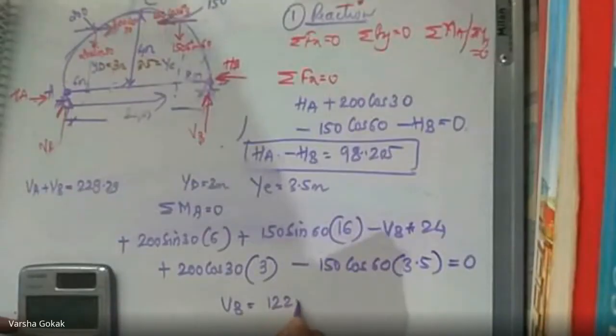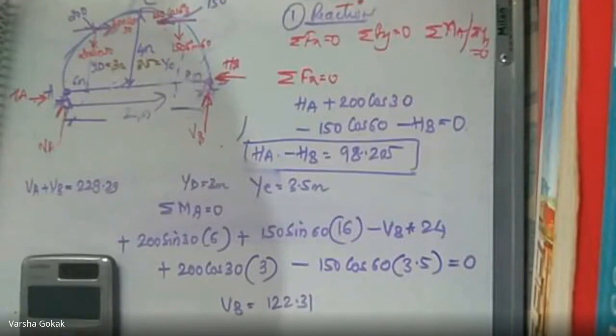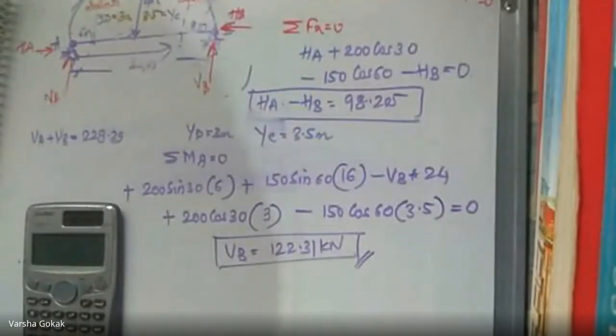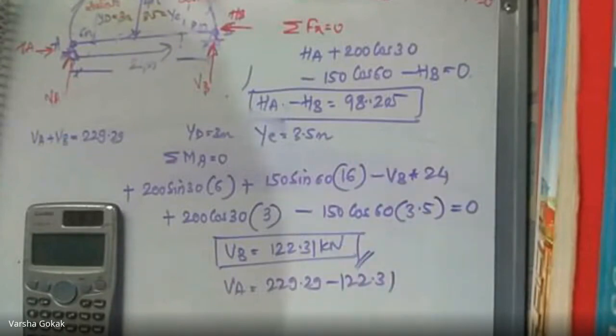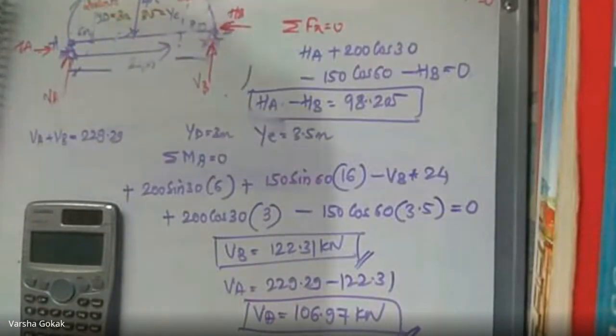122.31. Anybody else? Any other answer? Yeah, I also got 122.31. I'm also getting 122.31. If VB is that, VA would be 229.29 minus 122.31. That would be how much? VA is 106.97 kilonewtons. Check whether you're getting the same answers.